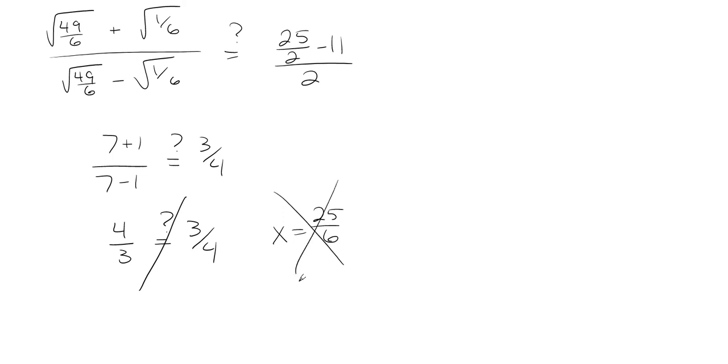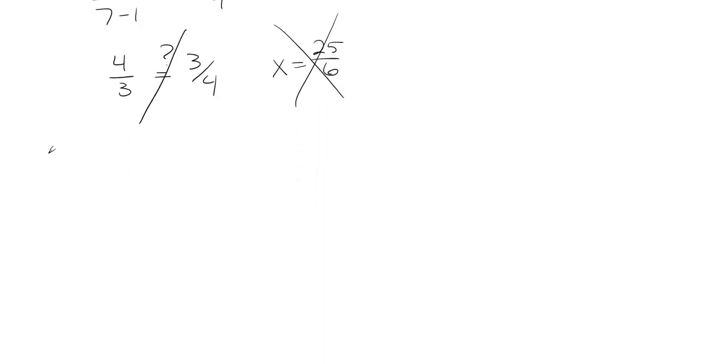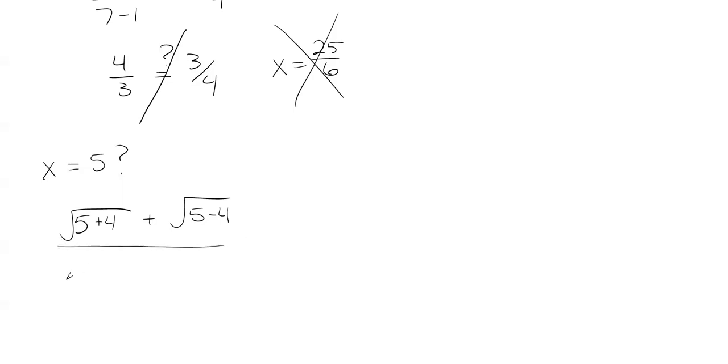Okay, so let's repeat this process for x equal 5, and it should be a little bit easier to run through the simplifications here. So now we're checking x equal to 5. Is that a solution? So we have the square root of x plus 4 plus the square root of 5 minus 4 divided by the square root of 5 plus 4, subtracting off the square root of 5 minus 4. And we're asking, is that equal to 3 times x, which is 3 times 5, minus 11 divided by 2.